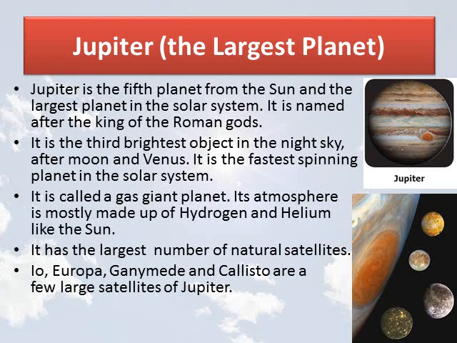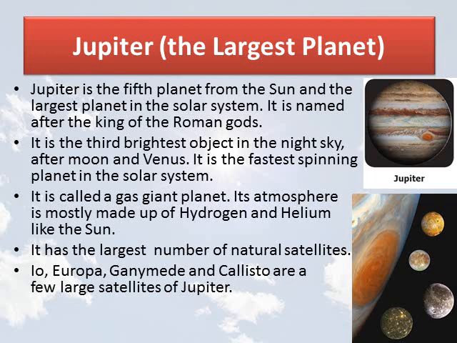And it has the largest number of natural satellites. So Jupiter has so many specialities. It is the largest planet. It is the fifth planet from the Sun. It is named after the king of the Roman gods. It is the third brightest object in the night sky after Moon and Venus, and it is the fastest spinning planet. And like the Sun, its atmosphere is made up of hydrogen and helium. And it has the largest number of natural satellites.